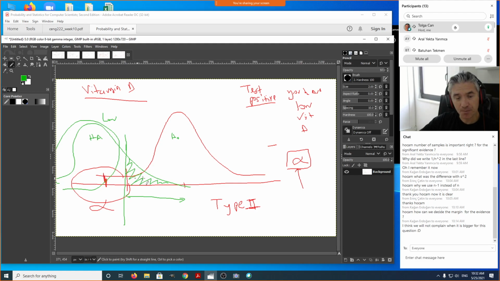So as you can see, if I change this threshold to the right-hand side, I can decrease the false negatives, right? If you take it here, false negatives will be decreased. But what are you doing in this case? You're increasing alpha, which means that you're increasing false positives. Your rejection region gets larger. So these two things, false negatives and false positives, are always competing with each other.